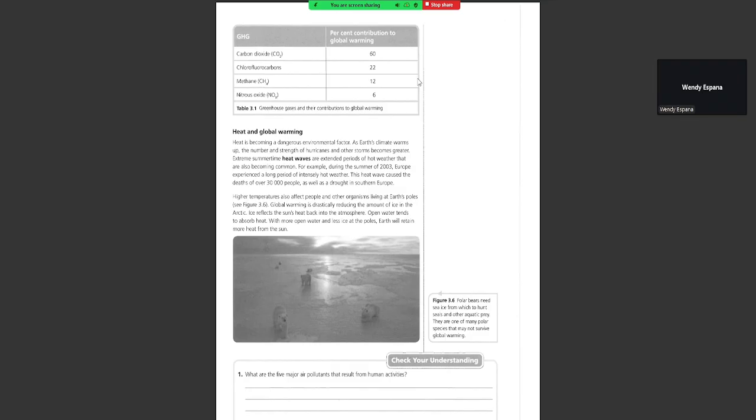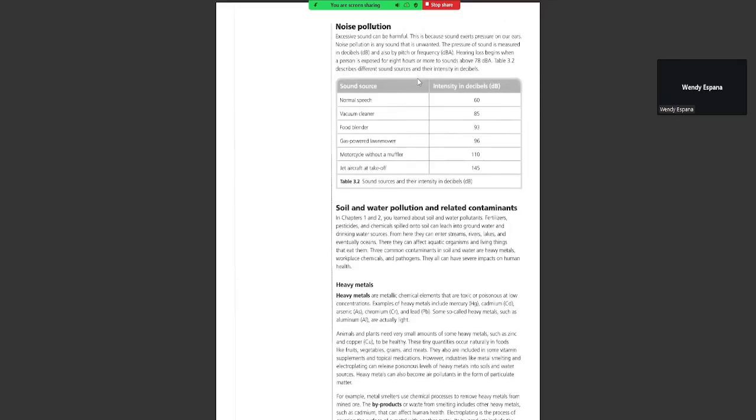Check your understanding. Our first question for this lesson is on page 65 at the bottom. And so we're in lesson 8. It's worth 2 marks. It says, what are the 5 major air pollutants that result from human activities? And we just listed those, so you're all set.